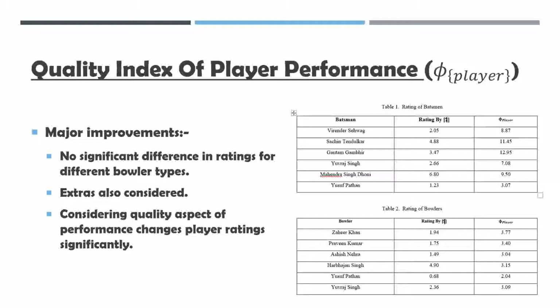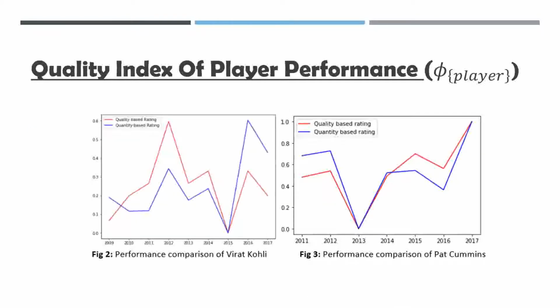Also, the ranking among the players changes when we consider quality metrics. So an example is shown here. On the left we see Virat Kohli, current captain of the Indian team, and we analyze his rating comparison over the years. Statistically, Virat scored fewer runs in 2012 as compared to 2016.